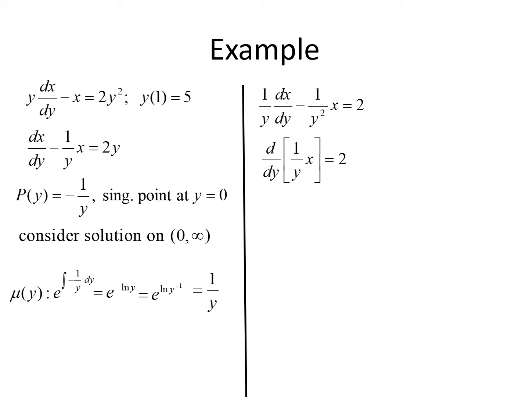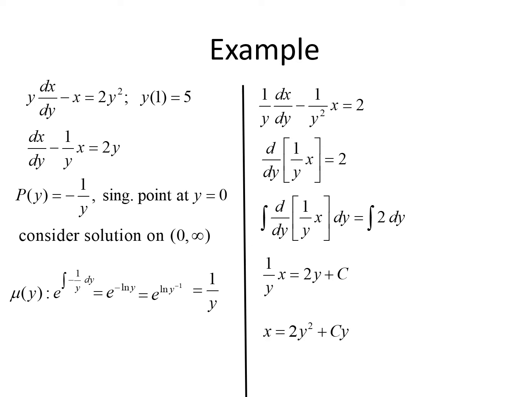Now that we've simplified, we can integrate both sides. So we take the integral of the derivative of 1 over y times x with respect to y, and we take the integral of 2 with respect to y. So this gives us 1 over y times x equals 2y plus c. We're going to multiply everything by y to get x by itself. So x is going to equal 2y squared plus cy. So this will be the solution to our differential equation.